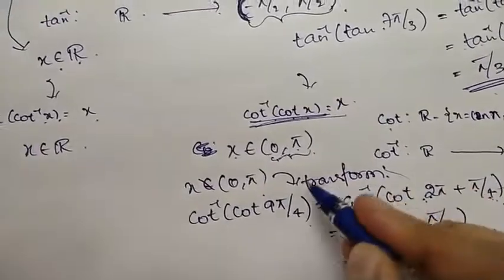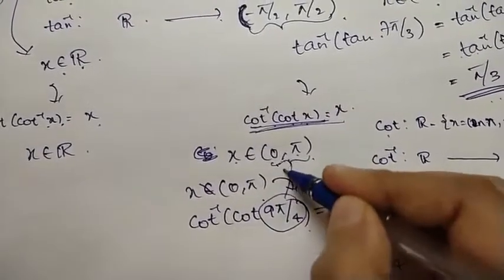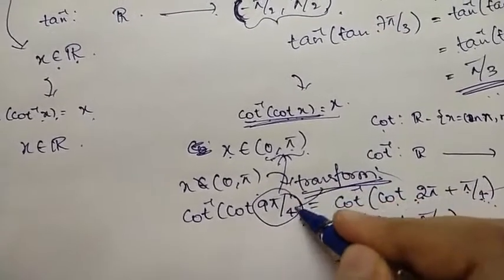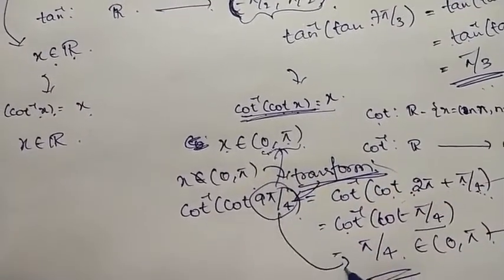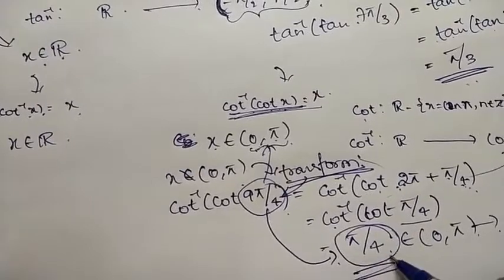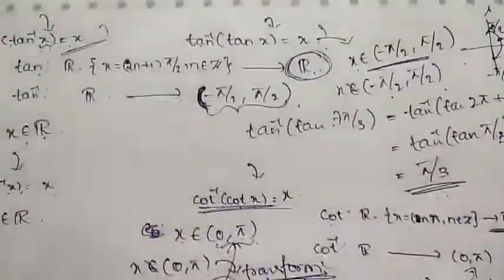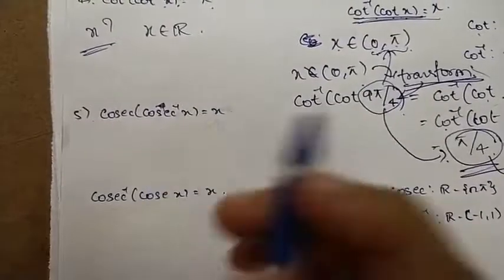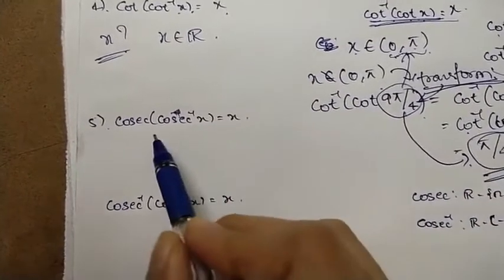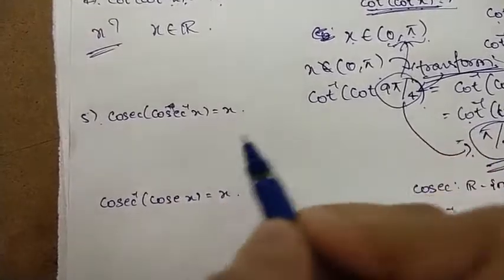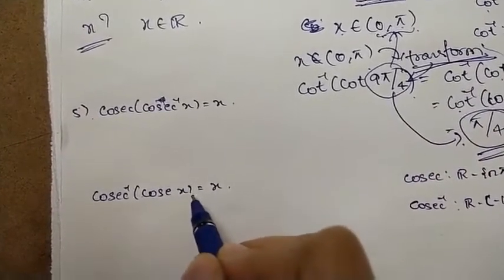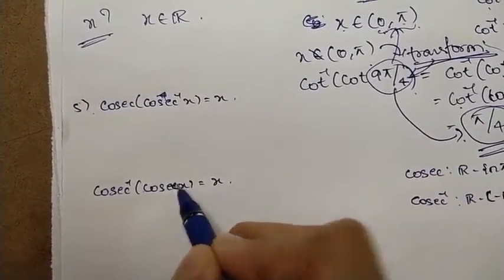So whatever the angle, if it is not within this interval, it means we are transforming that angle in such a way that our final value, or the final angle we are going to get, should belong to that principal value branch only. Next is cosecant functions, that is cosecant of cosecant inverse x is equal to x and cosecant inverse of cosecant x is equal to x.